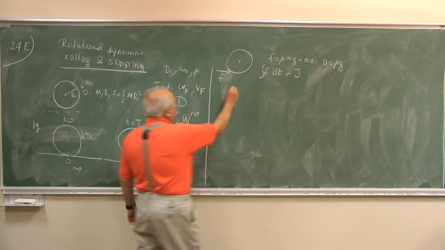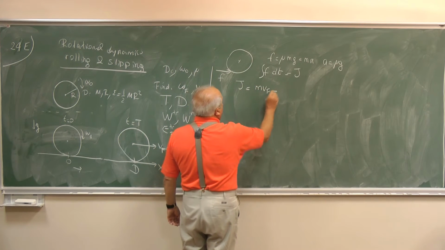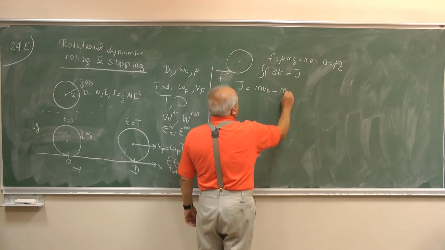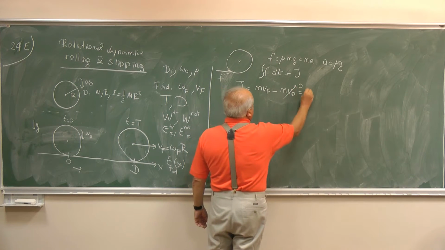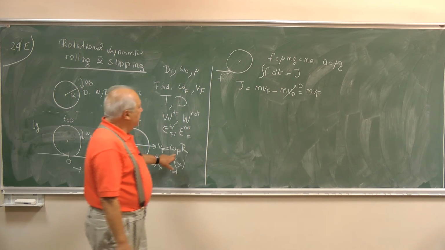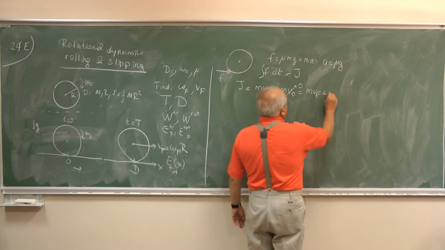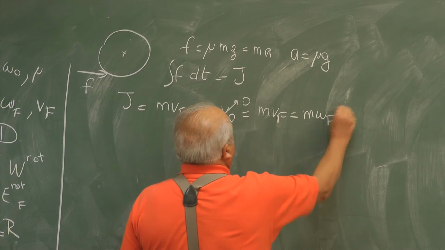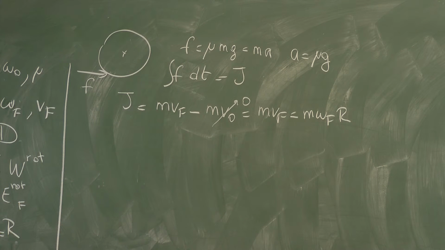So J is equal to m vf minus m v0, but initial velocity is 0, so it is simply m vf, and putting the kinematical constraint in, it is m omega f r. Okay, that's the linear impulse.